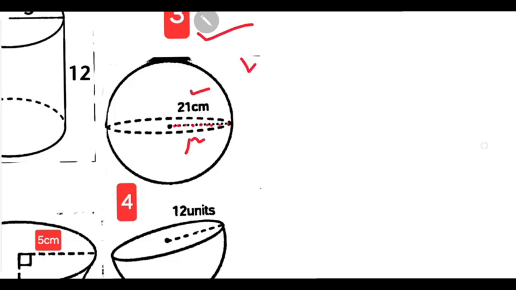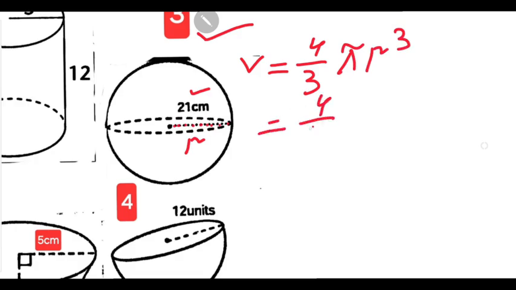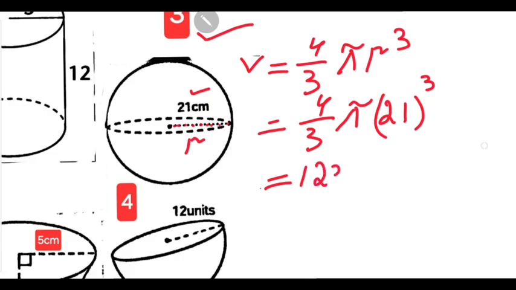So the volume of the sphere, if you need to find, the formula is 4 over 3 pi r cube. So we got 4 over 3 pi, radius we got 21 cube. I'm going to use my calculator. My answer is 12,348 pi, and this is centimeter cube. So this is my final answer.